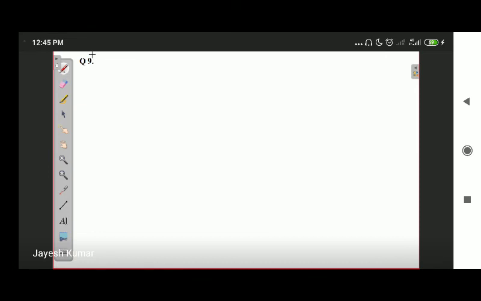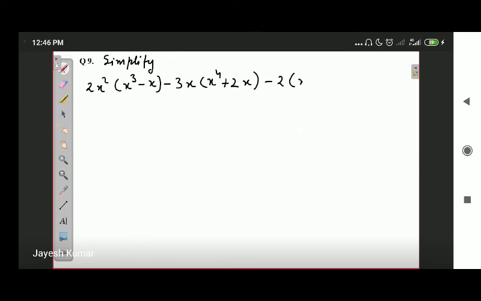Question number 9 is simplify 2x square (x cube minus x) minus 3x (x to the power 4 plus 2x) minus 2 (x to the power 4 minus 3x square). We have to simplify this. So we will break it into 3 parts. First of all, we will do the multiplication, and after that we will simplify it.